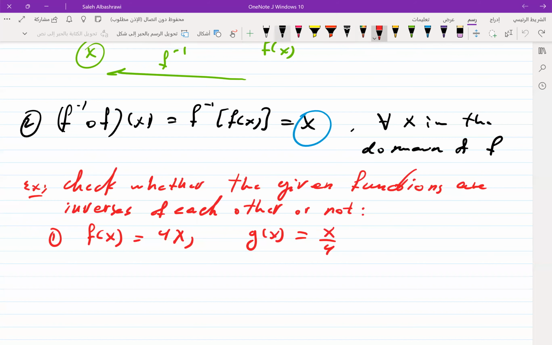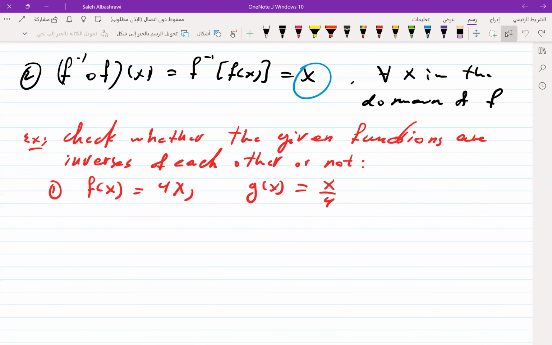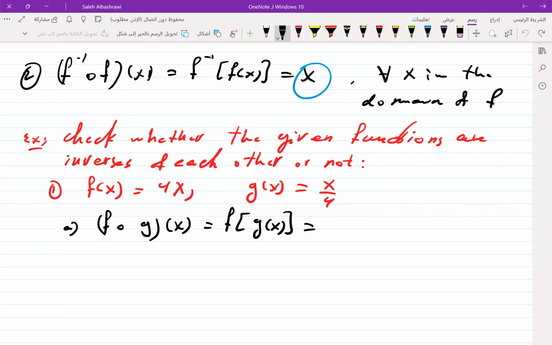That means I need to check whether the two conditions are satisfied or not. I have to apply the first condition, which is f composite g of x, equal to f of g of x. Now this notation means I'm going to replace any x in the function f, the external one, by g of x. I have 4x, which means 4 multiplied by x, and I'm going to replace that x by g of x.